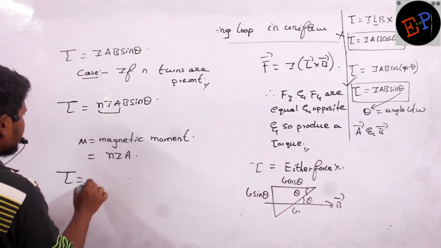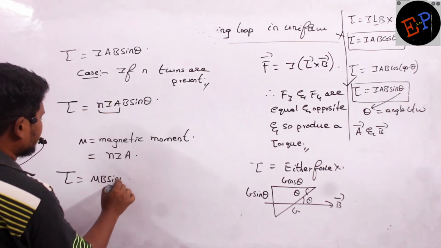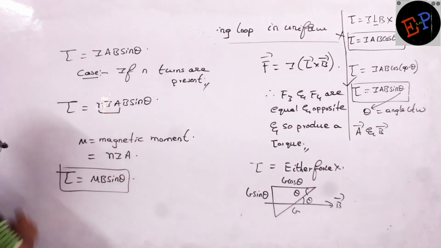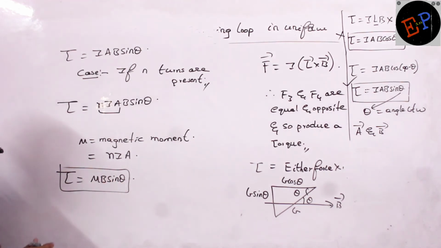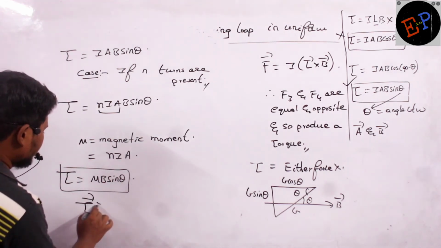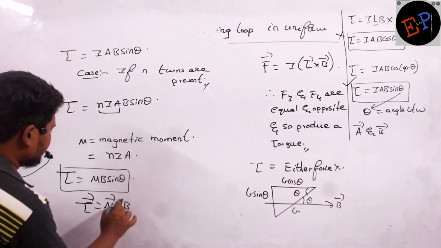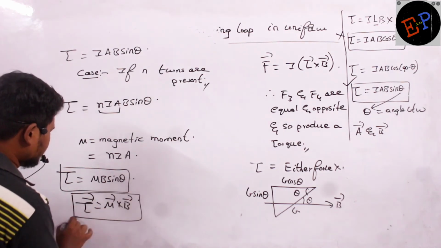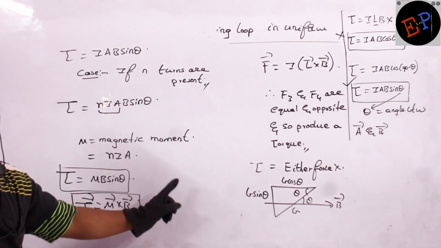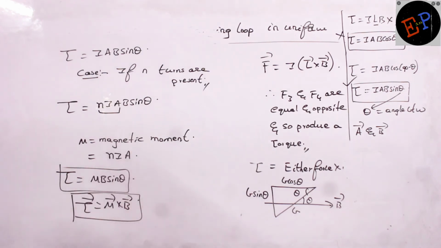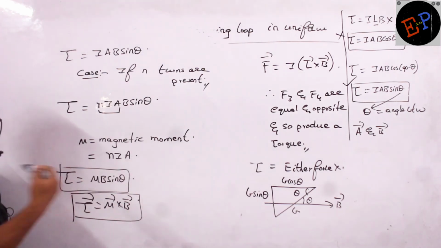So torque can be written as MB sin theta also, where M is nothing but the magnetic moment. And this is just like a cross product, you know. What is the equation of cross product? Tau dash is equal to M dash cross B dash. So you can represent torque in terms of cross product also. Are you able to understand? So this is the net torque which is produced in the coil. Because of this torque, the coil starts rotation.